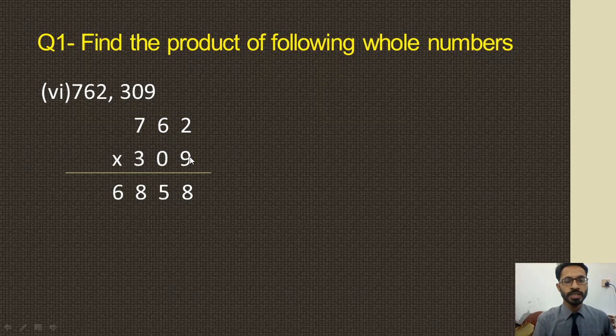We know that 9 6s are 54. To 54, we will add 1 carry. 54 will become 55. From 55, we will put 5 here under 6 and 0 and we will carry 5 to the next number. Now, we will multiply 9 with 7. 9 7s are 63 and to 63, we will add the 5 carry. 63 will become 68. From 68, 8 will be written under 7 and 3 and 6 will be written on the left side.